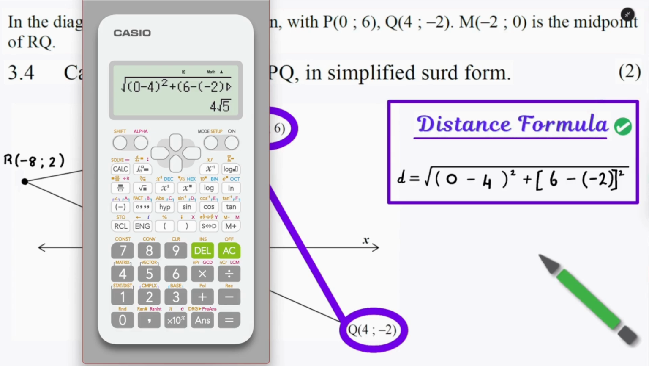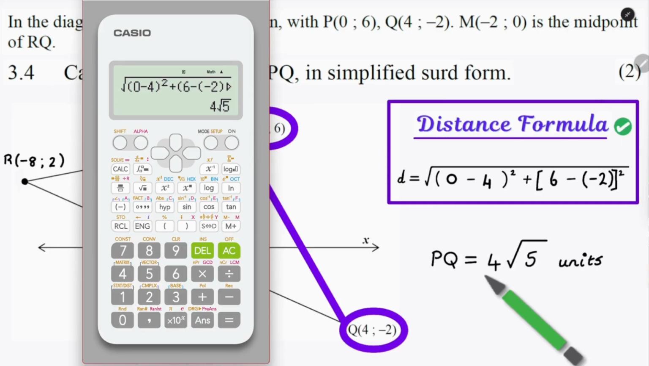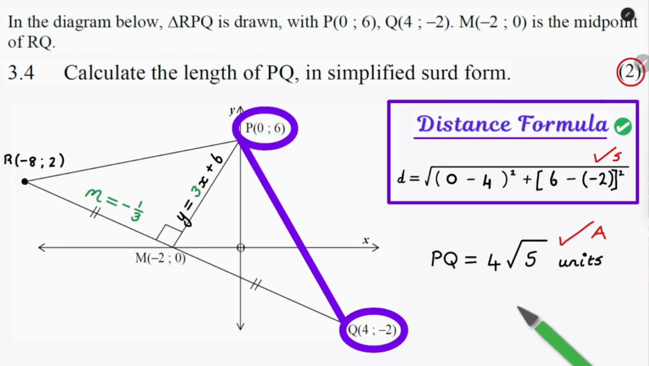So the calculator tells us it's 4 root 5, and we've got to leave our answer in simplified surd form, so we just leave it like that. The square root is the surd that they are referring to. So PQ has a length of 4 root 5 units. And just in case you're curious, that's about 8.94. And your 2 marks will come from your substitution and your answer.